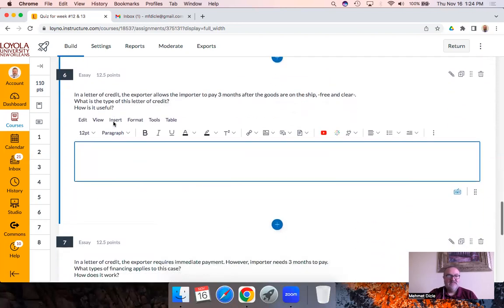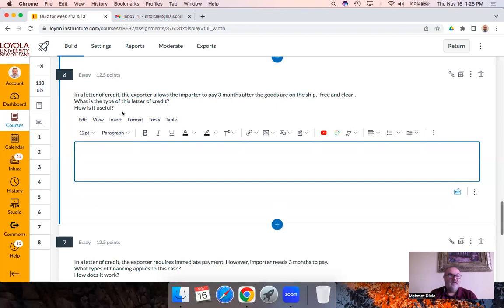So, question number 6: in a letter of credit, the exporter allows the importer to pay 3 months after the goods are on the ship, free and clear, which means this is a deferred payment letter of credit. So obviously that's your answer for the question. But the real question is, how is it useful? From the perspective of an exporter, why would the exporter allow 3 months of payment when obviously anybody would prefer to pay at sight immediately?